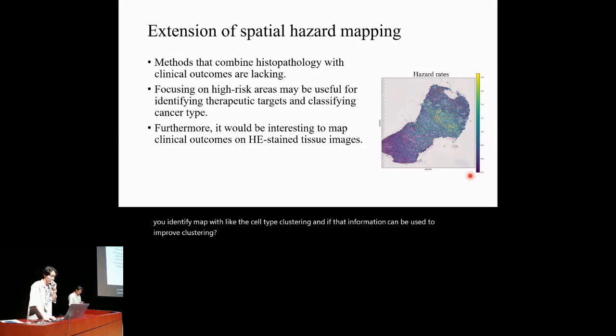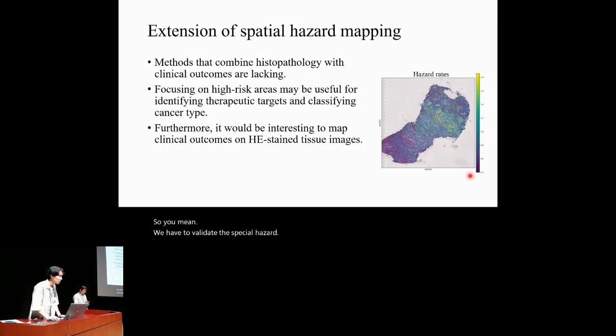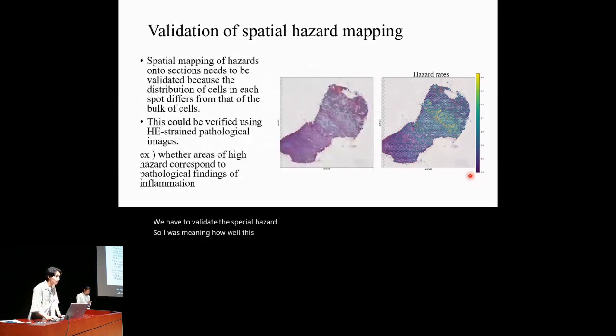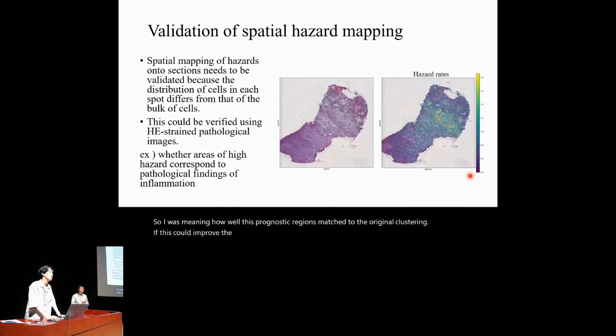So you mean we have to validate the spatial hazards? I was meaning how well these prognostic regions match the original clustering and if this could improve the original clustering. Sorry, I didn't cluster the spatial spots.